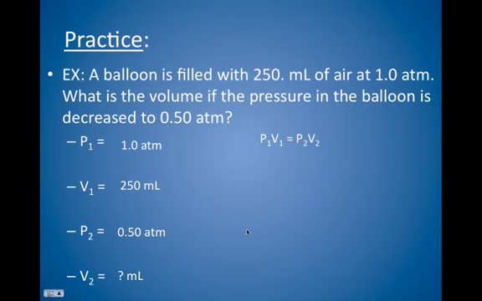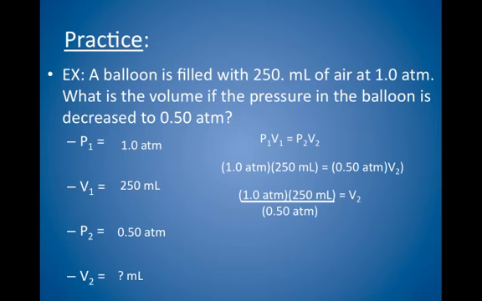Setting it up, there's your formula. Plug in your numbers. Solving for V2, you get this. 1.0 times 250 divided by 0.50 atmospheres. Check your units. Atmospheres divided by atmospheres will cancel, so you're left with milliliters. If ever you look at your units and they don't match up, they don't get you to the unit that you want, you know you've done something wrong. And so there's your answer.